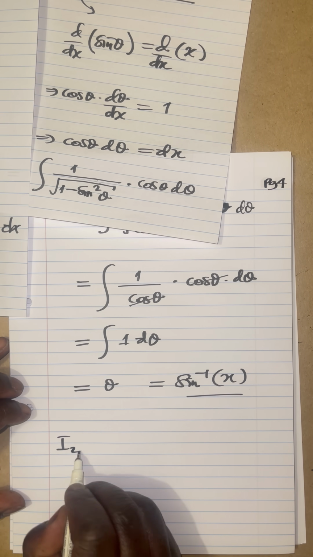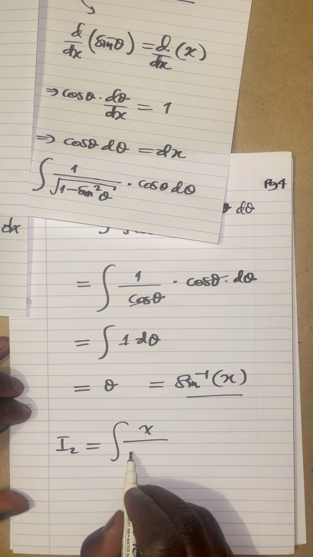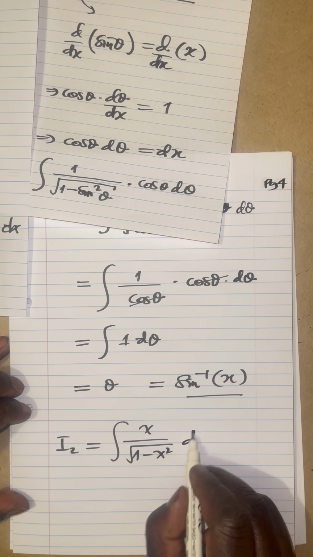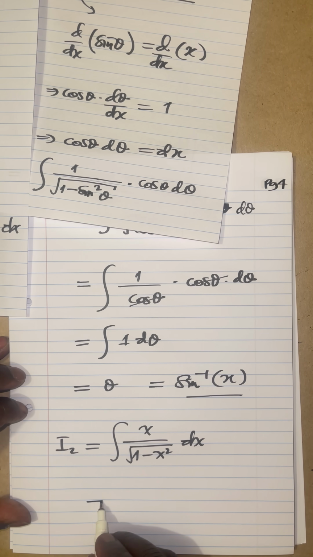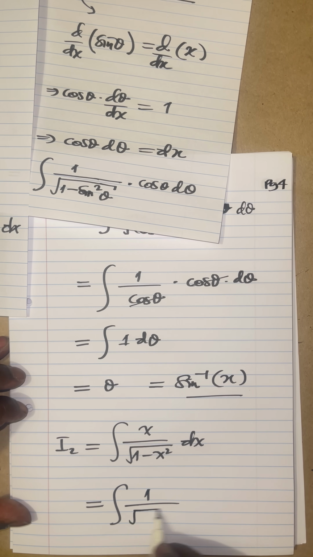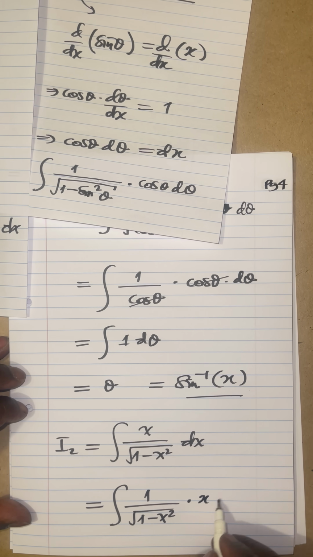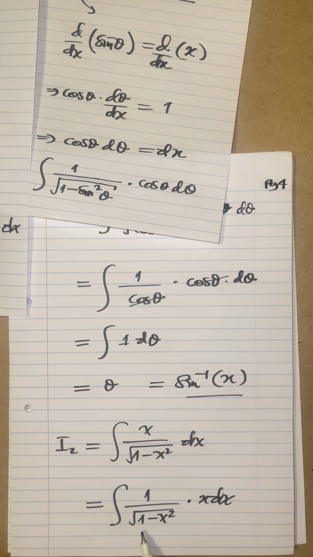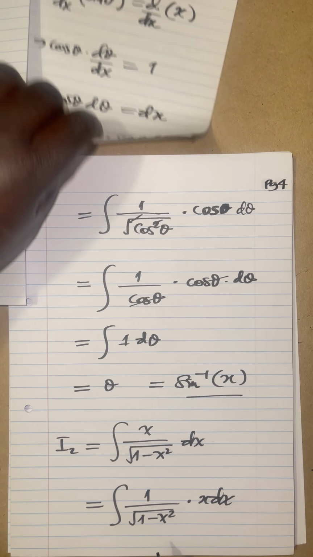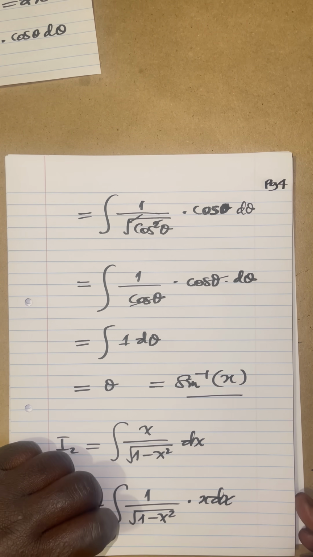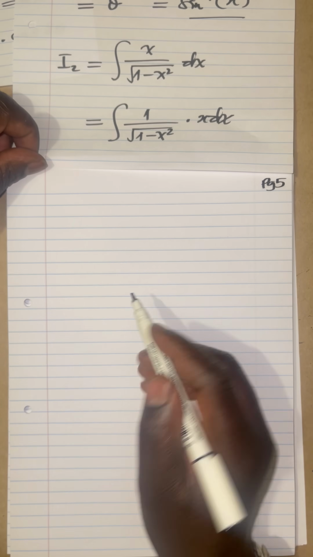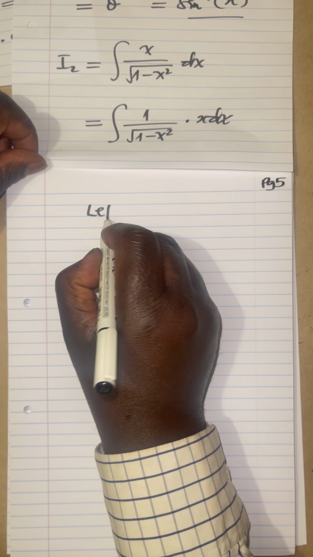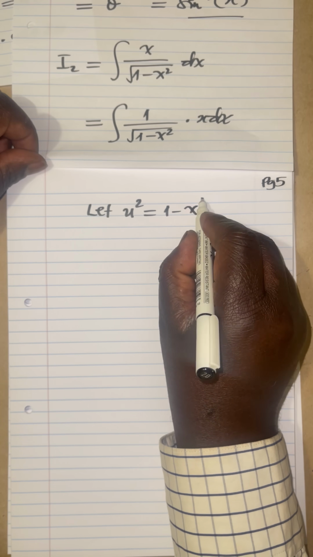So I'm going to say I2, we know this is the integral of x all over square root of 1 minus x squared dx. When we look at this expression, you see there's x squared there, which after differentiating will give you 2x. So we have x in the numerator, which means this integral can be rewritten as 1 over square root of 1 minus x squared, and then x dx. At this stage, I'm going to let u squared be equal to 1 minus x squared and proceed as follows. Taking us to page 5, now saying let u squared be equal to 1 minus x squared.